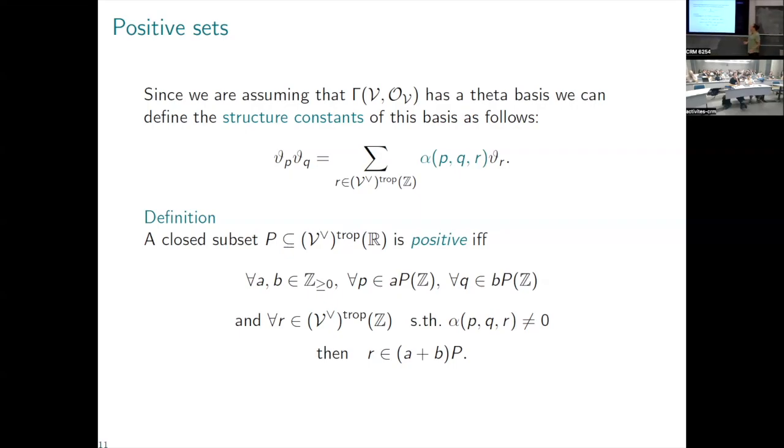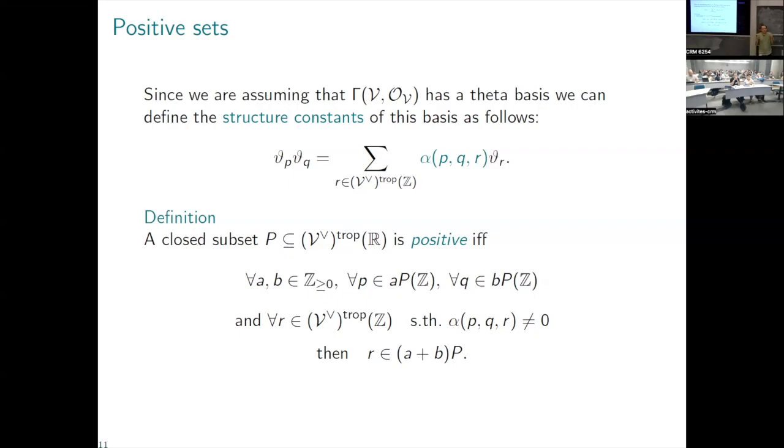Let me just spell out. I have a set P that I should think of as a polytope. I take two of its positive dilations, say AP and BP, where A and B are positive integers. So I just dilate my polytope by A and by B. Then I take an integral point in that dilation and an integral point in that dilation. And then I'm asking that every time there's a theta function in these linear expressions for P and Q, then this label R is in the A plus B dilation of my polytope.